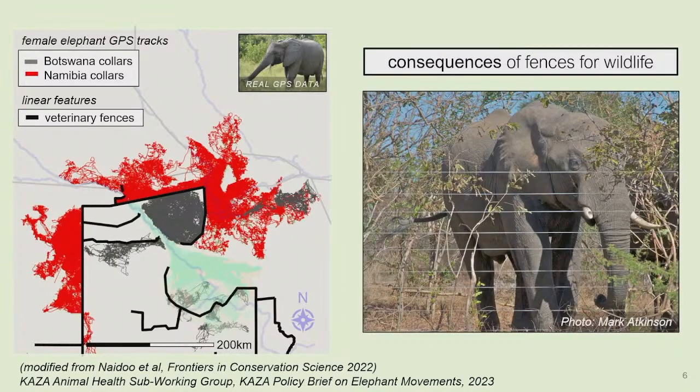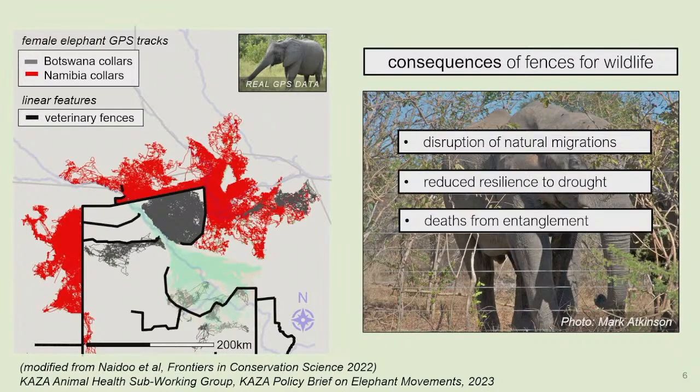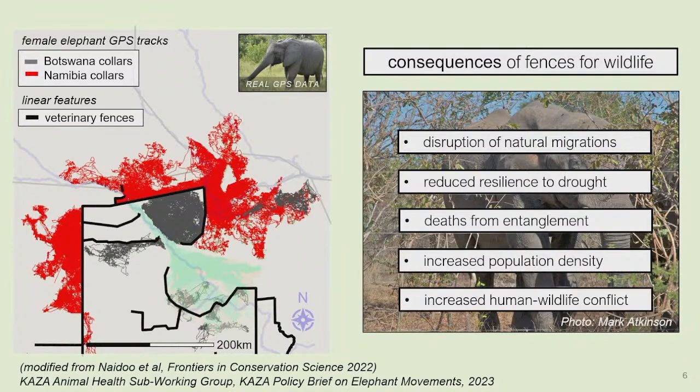Some of the general consequences of fencing for wildlife include a disruption of natural migrations, reduced resilience to drought, deaths from entanglement, which doesn't really affect elephant, but a lot of other wildlife can get entangled in these fences and die, increased population density, and increased human-wildlife conflict. And these last two are really important for elephant. As Ryan was talking about, population growth rates are usually about 4% and even less in this region, but in the area where I'm pointing out with this green arrow, it's over 5%. This is like a box of elephants, a lot of human-elephant conflict going on here.